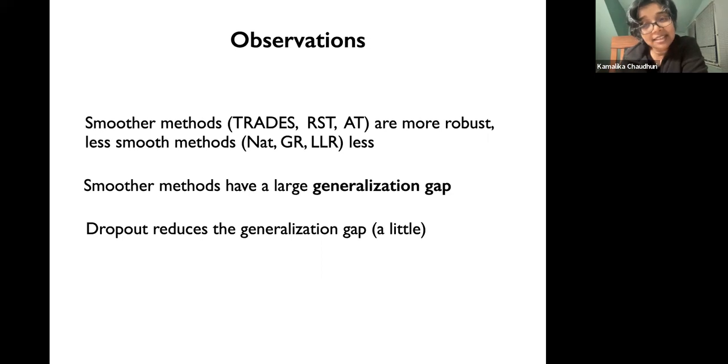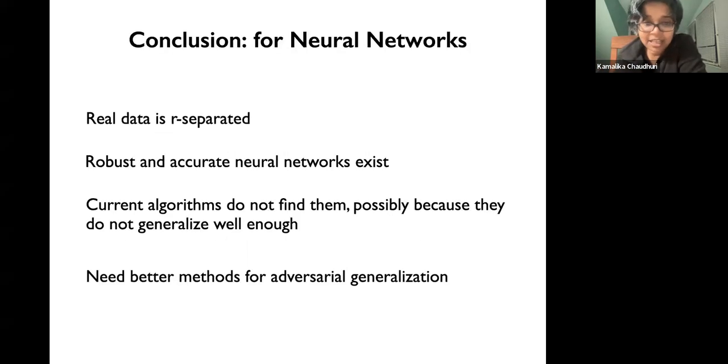And then the other thing we learned is that dropout does reduce the generalization gap, but a very little bit. It doesn't really do that much. It reduces it by a little bit, but it doesn't really do that much.